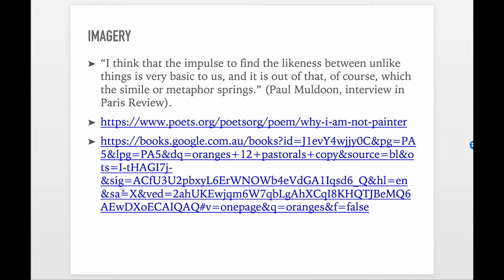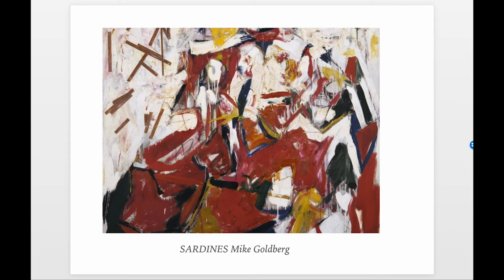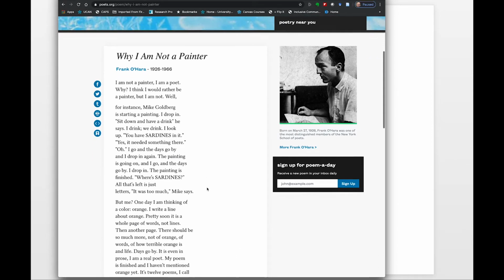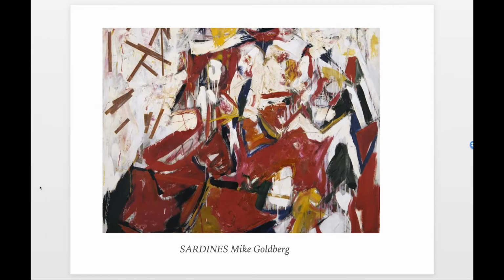So I'm going to open up this poem. This is a poem by Frank O'Hara, and it was written in response to this painting by Mike Goldberg, or actually the process of making this painting, as will become obvious as we read a bit of this poem.